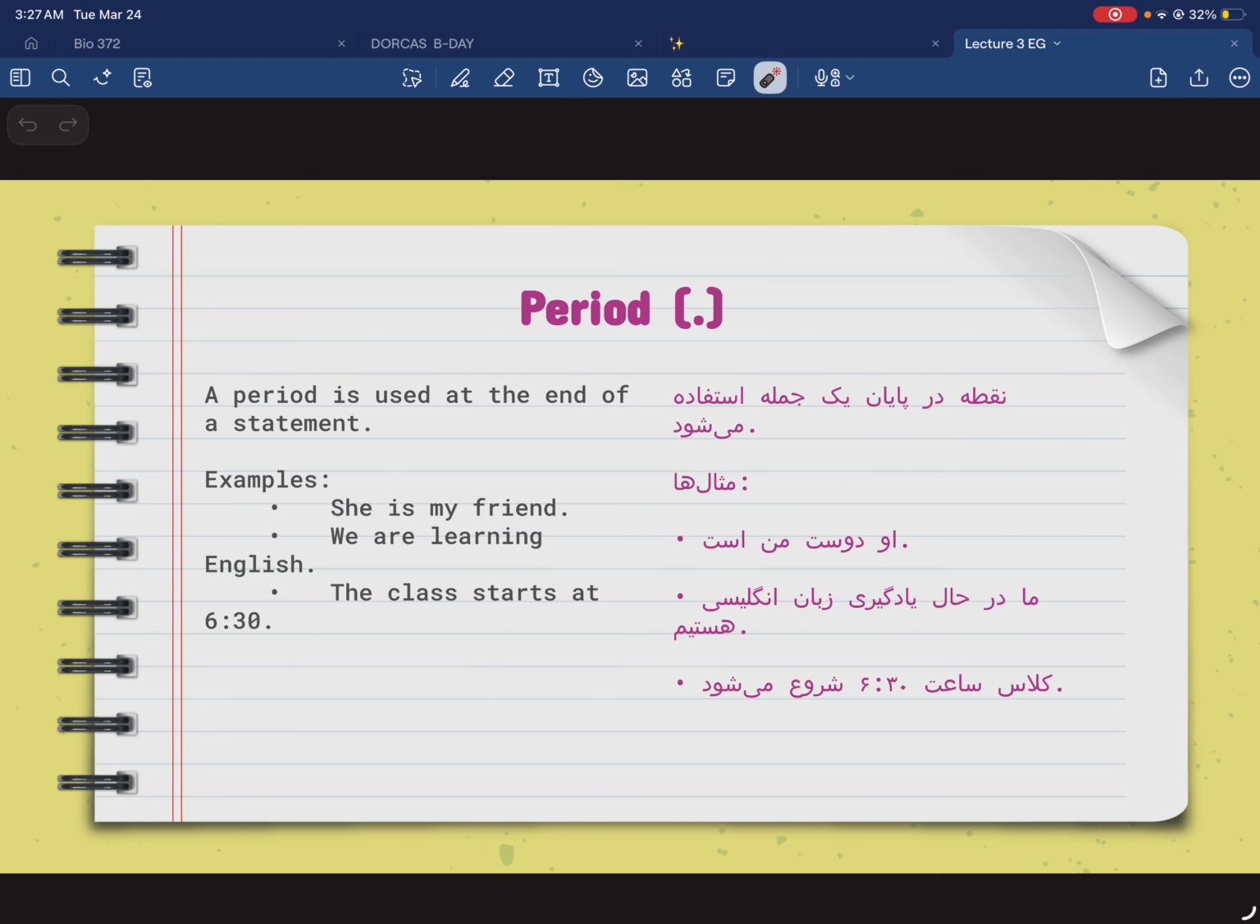And then the last one is, the class starts at 6:30. This is a complete sentence, so you're going to end this statement, you stated what you stated, with a period.